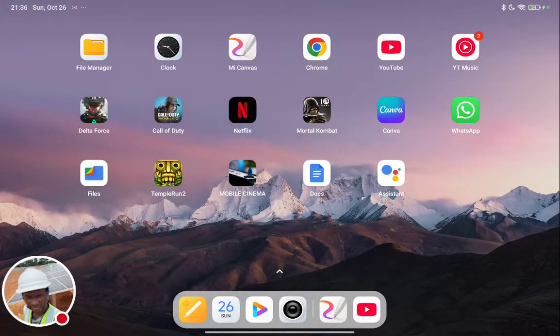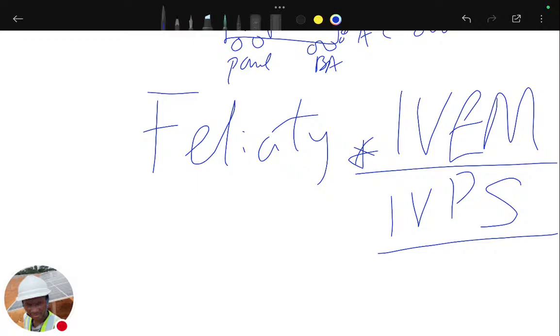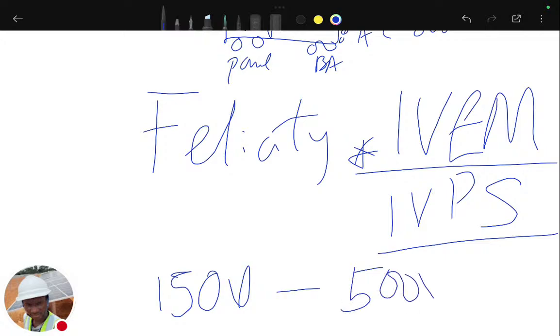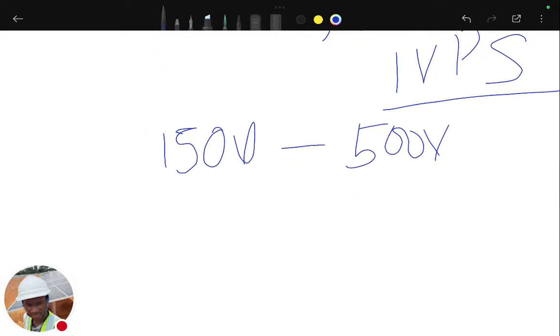So Felicity IVEM inverters usually have a panel input voltage that ranges from 150 volts to 500 volts. If your panel voltage is less than 150 volts, it won't charge the battery. If it's more than 500 volts, you will damage the inverter. So you need to keep it between these. Most of the time, people target 250 volts, but it can go all the way to 400. There's no problem with that.